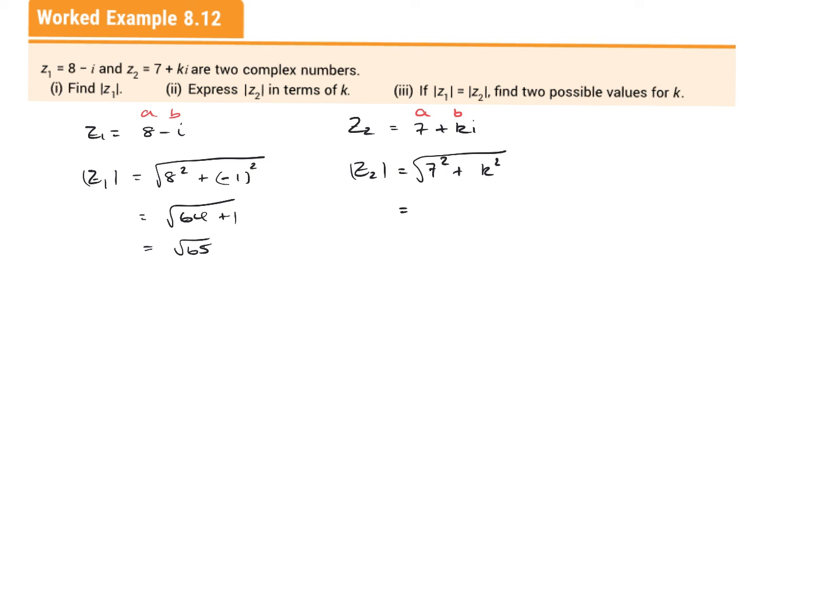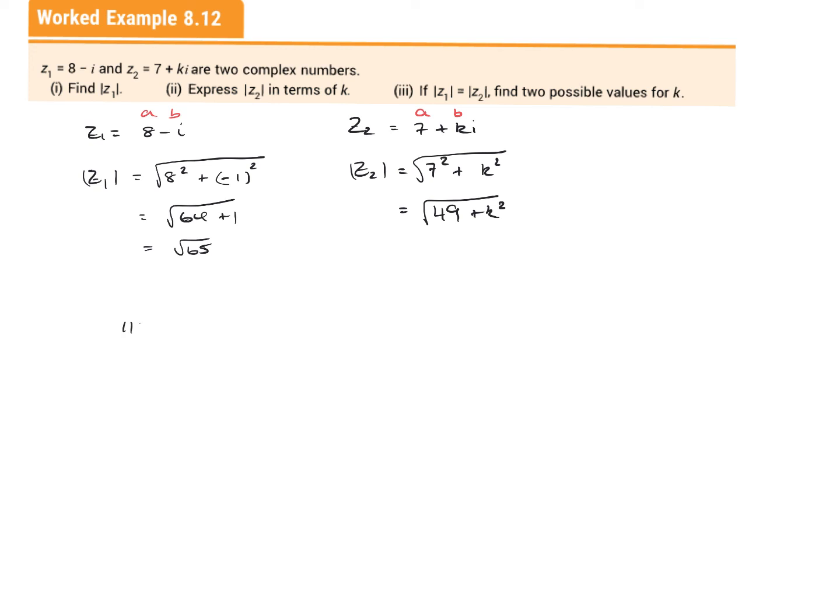We're then going to work out as much as we can, and you can see we can work out the 49 plus K squared, square rooted, and that's the best we can do. Okay, we can't take the square root here, guys, and say that this is 7 plus K. It isn't. You're not allowed to do that. So you just have to leave it in this form.